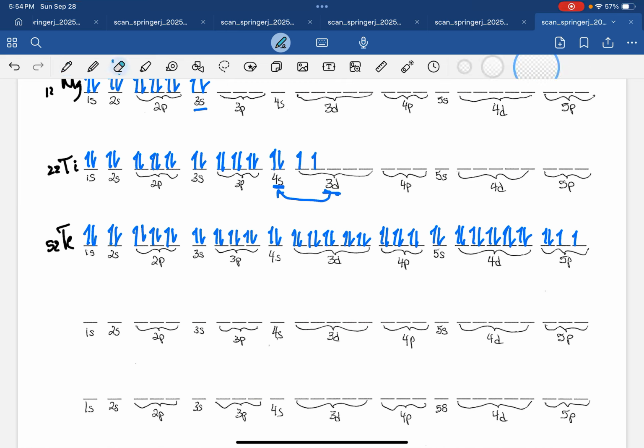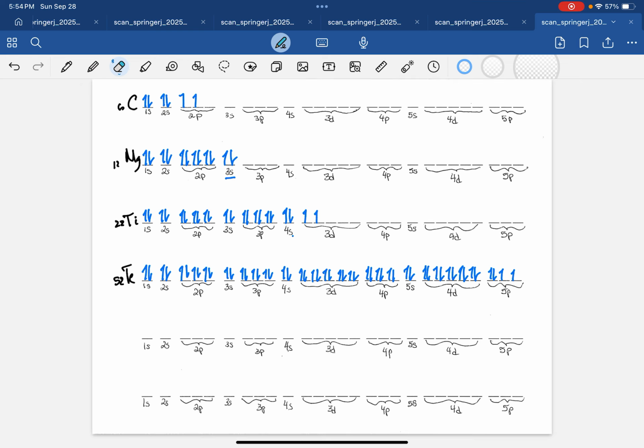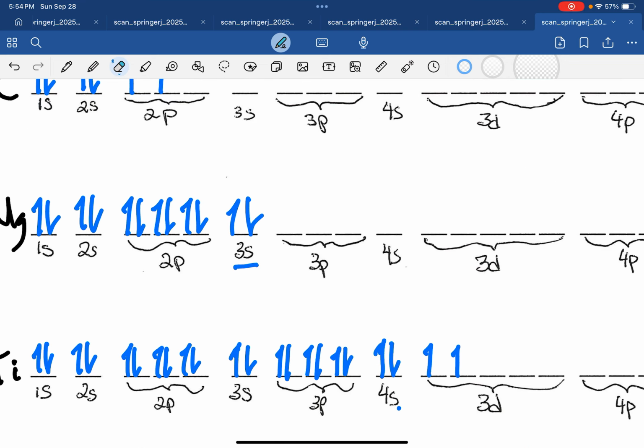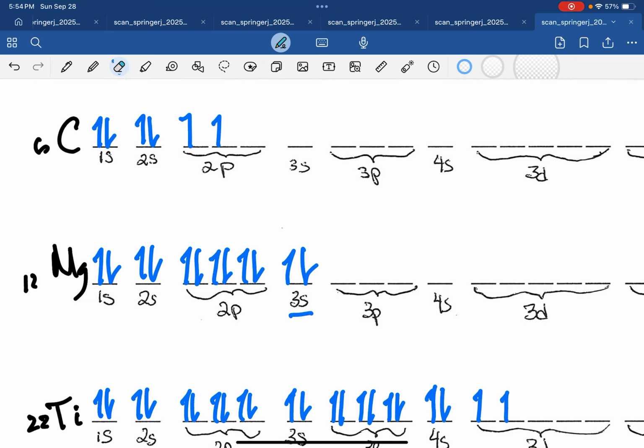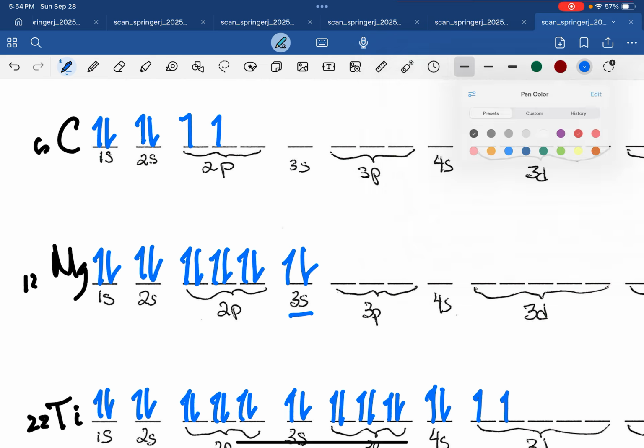Okay, so that's the arrow diagrams way. Let me clean that up a little bit. That's how we do it with the arrows. The next thing that you might be asked to do, I know my students will be asked to do this, is sometimes we need to identify the valence electrons. Remember, the valence electrons are the ones involved with bonding, and they are the electrons in the highest occupied energy level. Let me say that again. Valence electrons are in the highest occupied energy level.